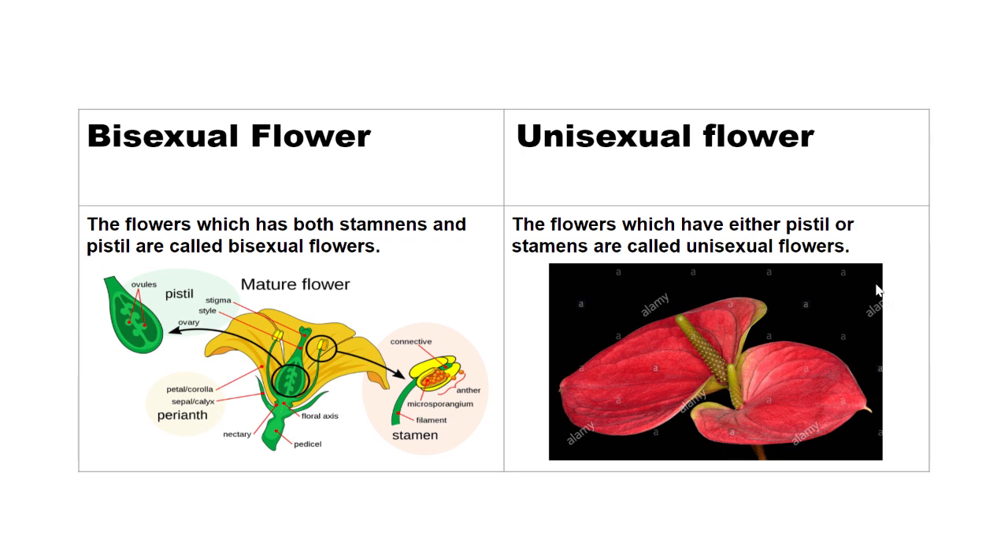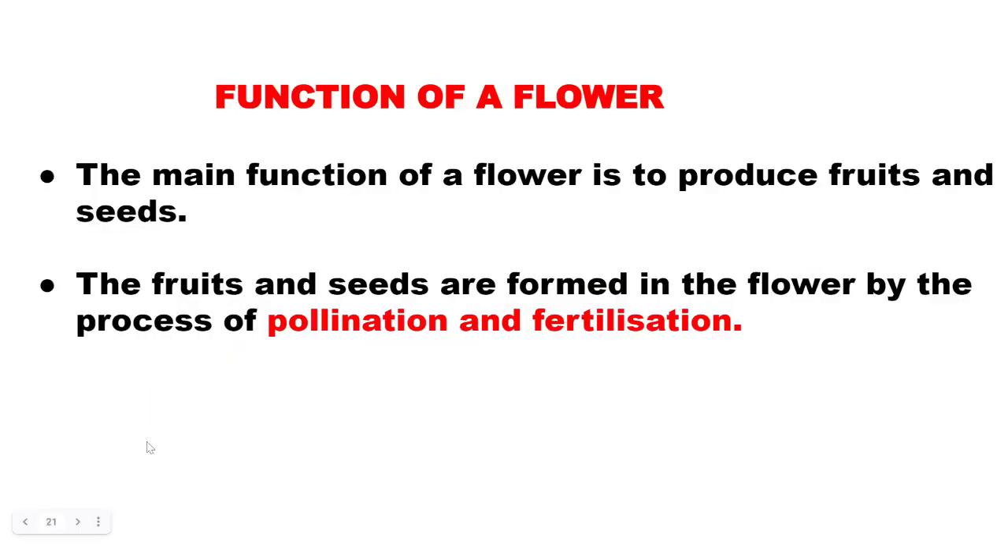Okay, so I hope it is clear to you all that bisexual flowers are the flowers which have both stamens and pistil, that is, both male and female reproductive parts, whereas unisexual flowers are the flowers which have either pistil or stamens. Examples of bisexual flowers are mustard and China rose, and those of unisexual flowers are cucumber and bottle gourd.